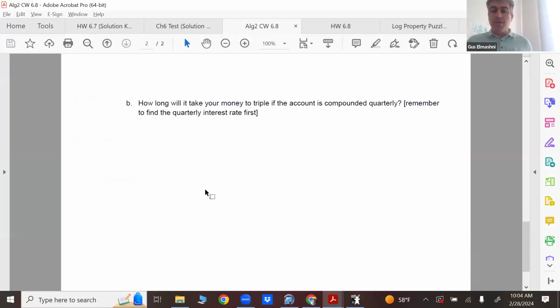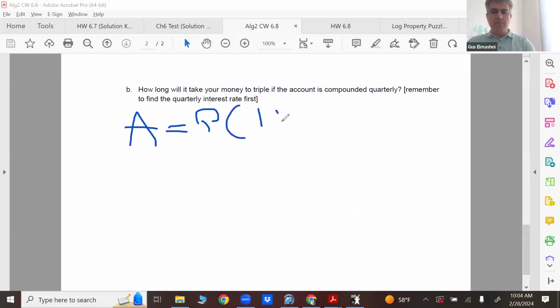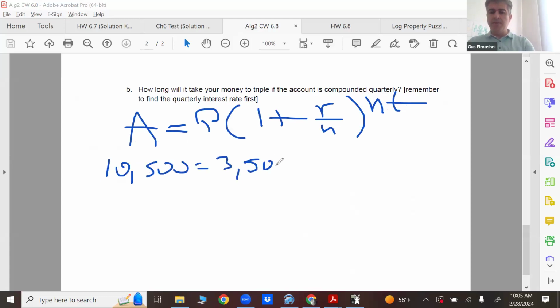Part B, how long will it take to triple your money if it's compounded quarterly? And we'll still use the same interest rate, okay? So here we go, 1 plus, again, I'll give you guys a formula, not a problem. So you want to triple your money. So now it's going to be 10,500, I think. You triple your money, 3,500. 1 plus, now what's n going to be if you're doing quarterly?